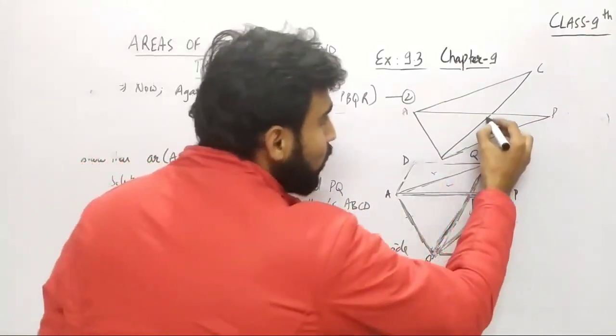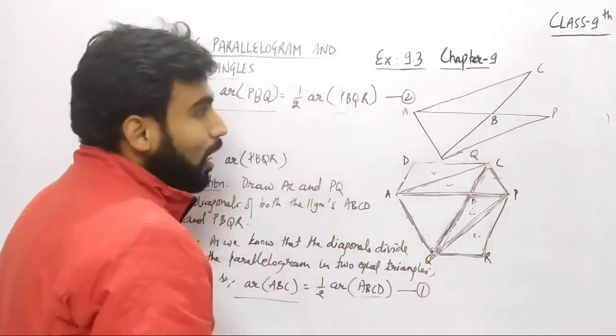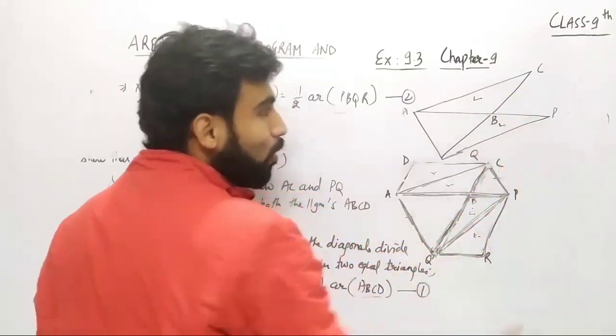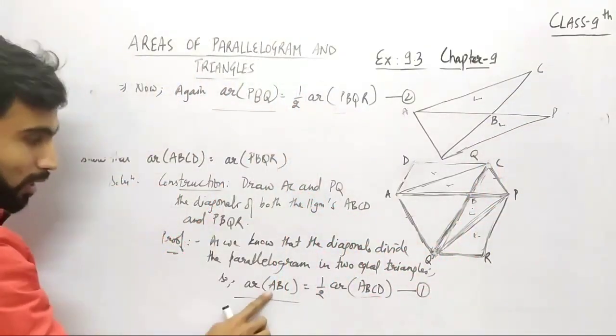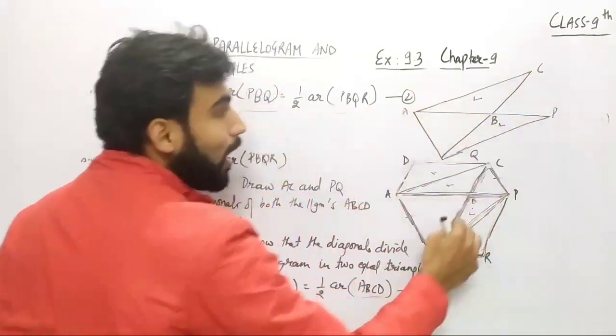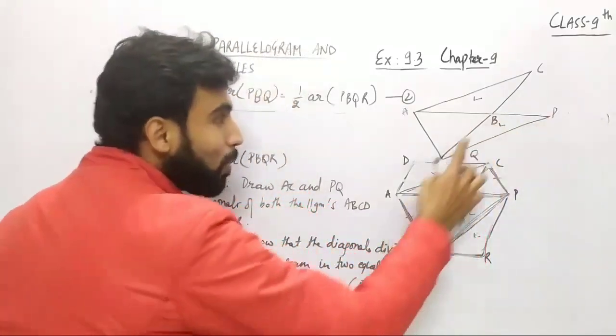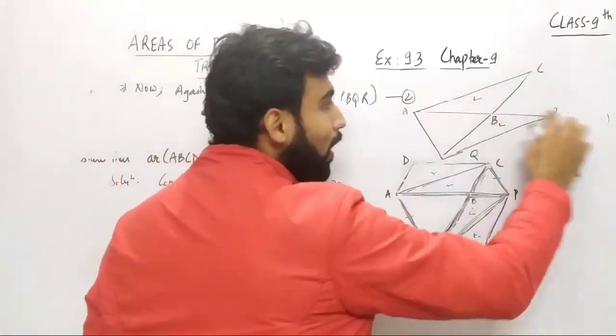अब ये पॉइंट कौन सा आपके पास? B. So आप देख सकते हैं हमें ये दोनों ट्राइंगल जो है वो इक्वल एरिया में प्रूव करने हैं. आप देख सकते हैं ABC एंड PBQ ये किस में लाई कर रहे हैं? इन बड़े ट्राइंगल्स के ही पार्ट हैं, राइट?